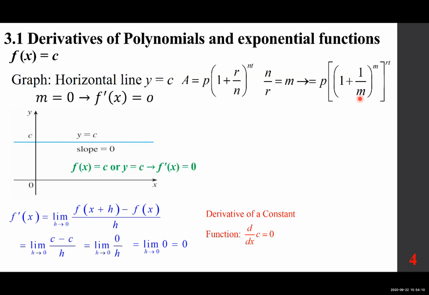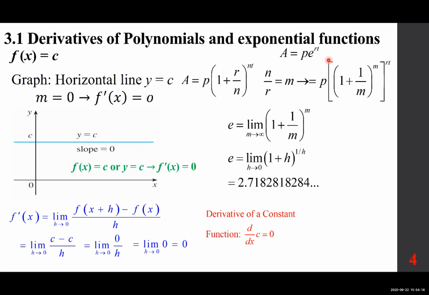Now this thing, when you let m go to infinity, if you recall, we had A equals p e to the power of rt. I'm showing you the definition of e from algebra. I hope you remember that this is from algebra, where e is just like pi, an irrational number. It's 2.71828, and it continues indefinitely. So this was reminding you of what you have seen.